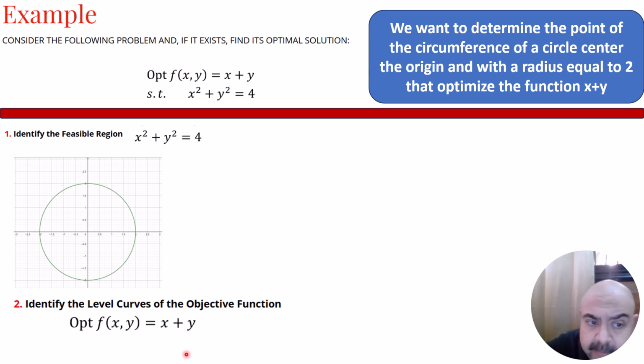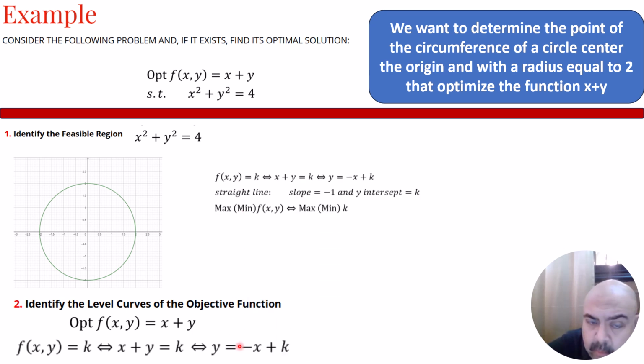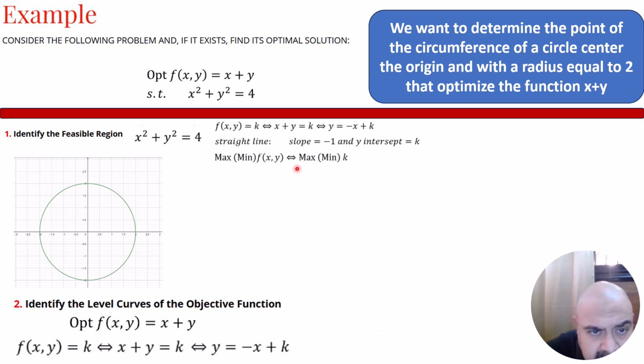In order to be able to graph it, I will consider x plus y equal to some value of k. This value will lead to y as a function of x, which can be expressed as y equal to negative x plus k. If k equals 0, I will have the line y equals negative x, as you can see, with a slope of negative 1.